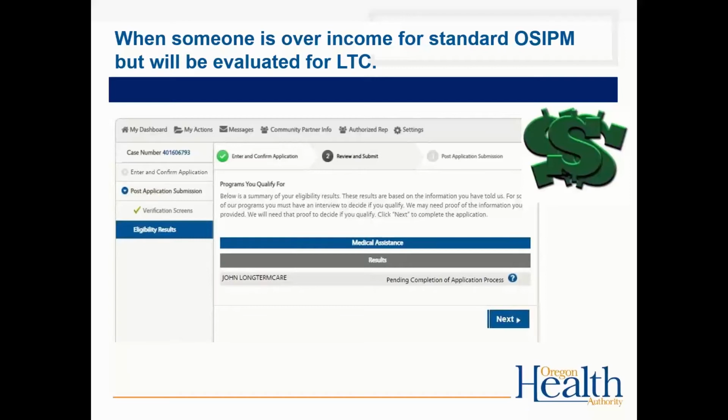When someone is over income for OSIP-M, but they'll be evaluated for long-term care, they're going to get this screen. I believe this is an AP screen, applicant portal screenshot. This is what it'll look like when you look in and see what their eligibility results are. You can see that they're pending for completion of the application process. This screen I'm not actually that familiar with, so if anybody wants to go more in depth on it, that would be great. But this is what it would look like if someone is pending for the long-term care. Okay, next screen.